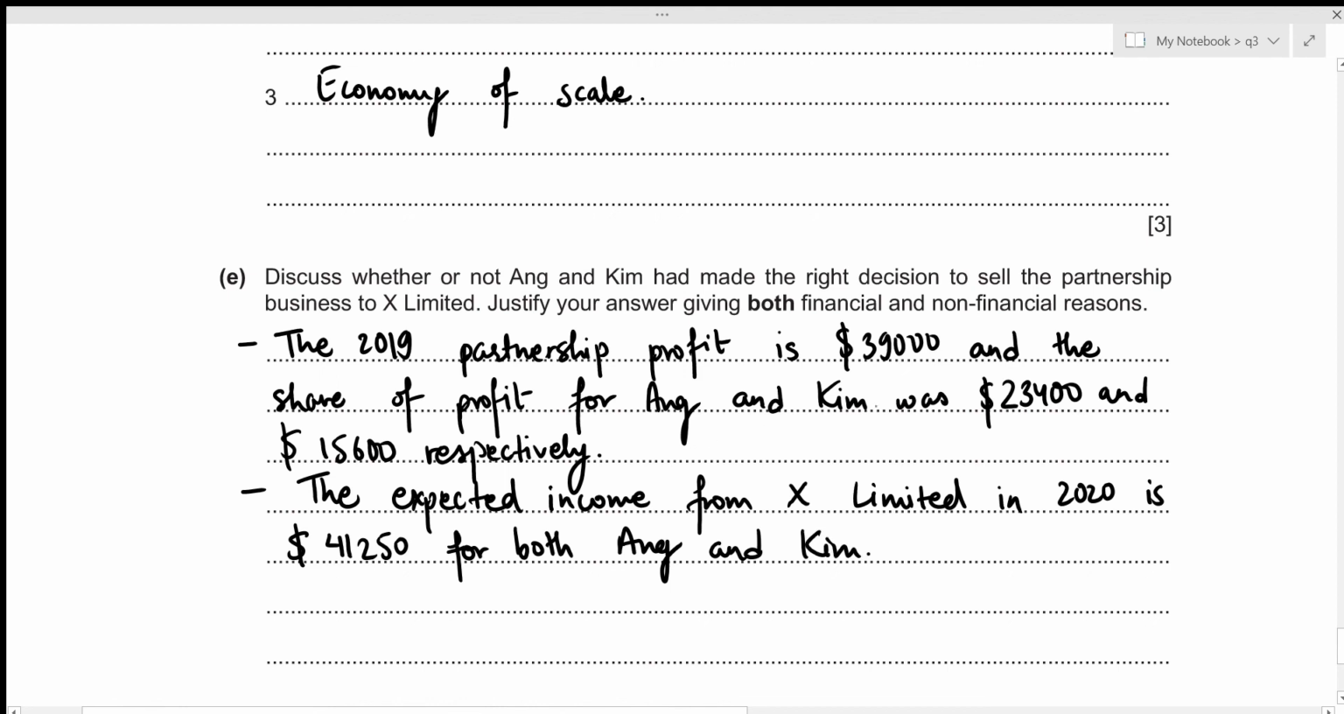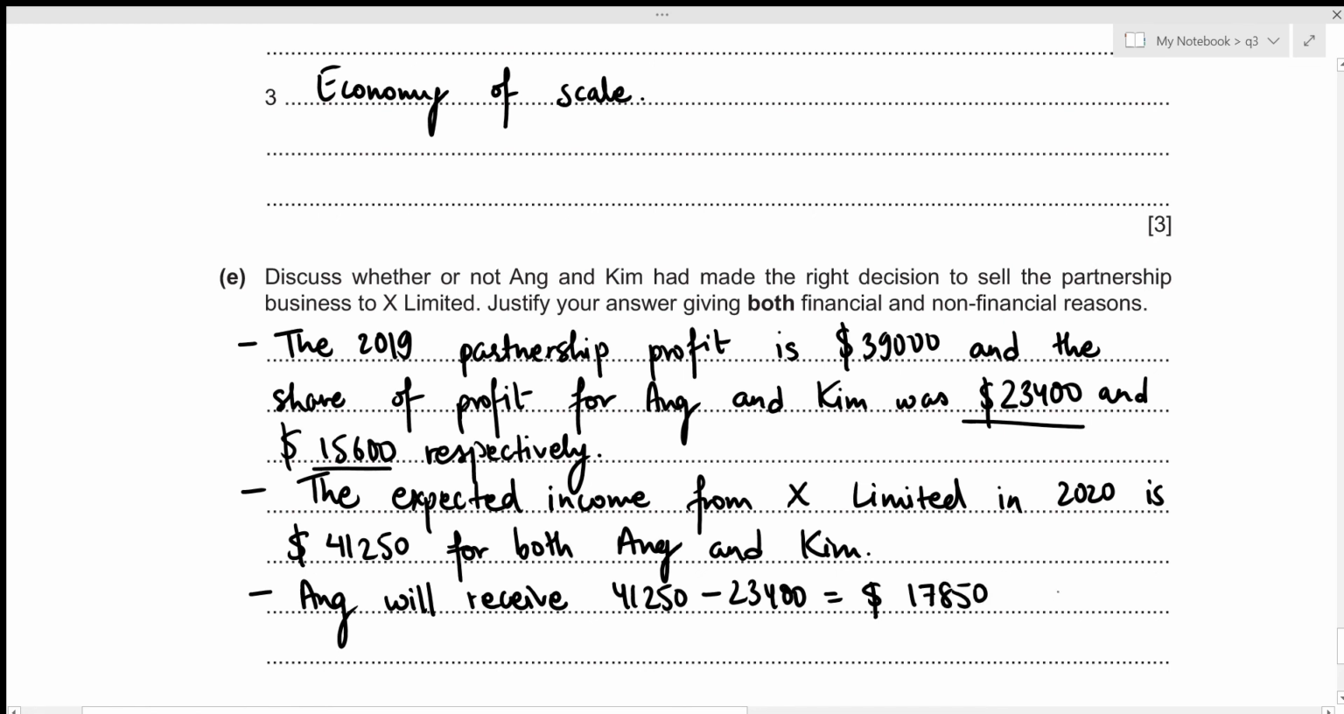Okay, so we can see that previously they were receiving 23,400 and 15,600, but now their income has increased to 41,250. So let's figure out the increment. So Ang will receive, let's figure out the difference. That's 41,250 minus 23,400, which results in the value of 17,850 more. And Kim will receive, let's figure out the difference. That's 41,250 minus 15,600, which results in the value of 25,650 more.